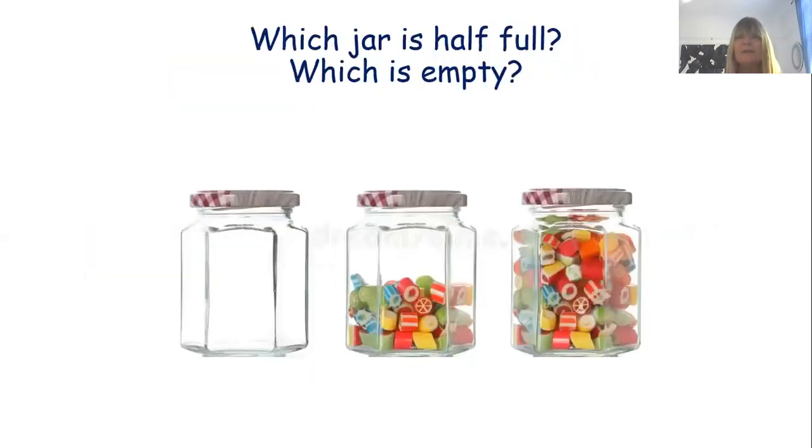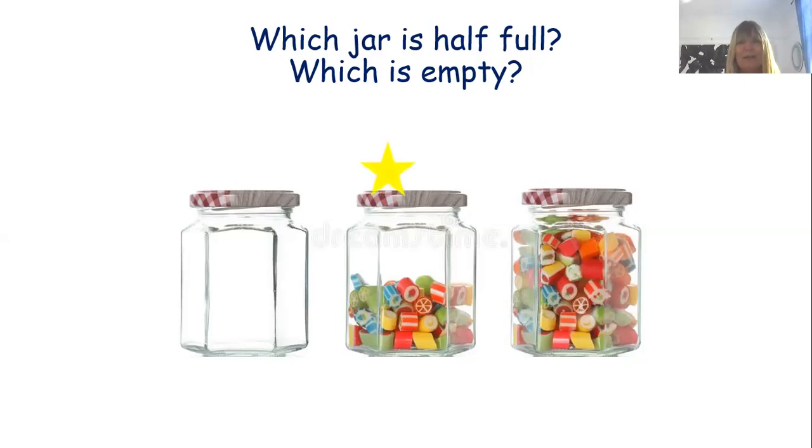Next, we're going to look at some containers. We're doing this week, looking at containers that hold objects: sweets, biscuits, marbles, water, juice. But today we're talking about sweets. And we've got three jars, and I want you to point to the one that is half full. Not completely full and not empty. Half full.